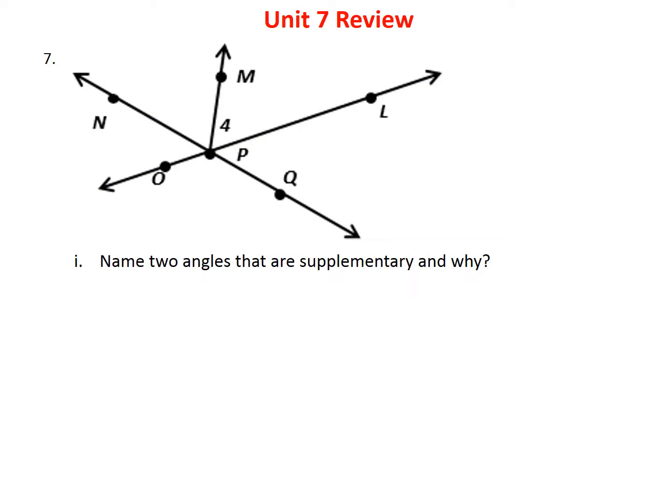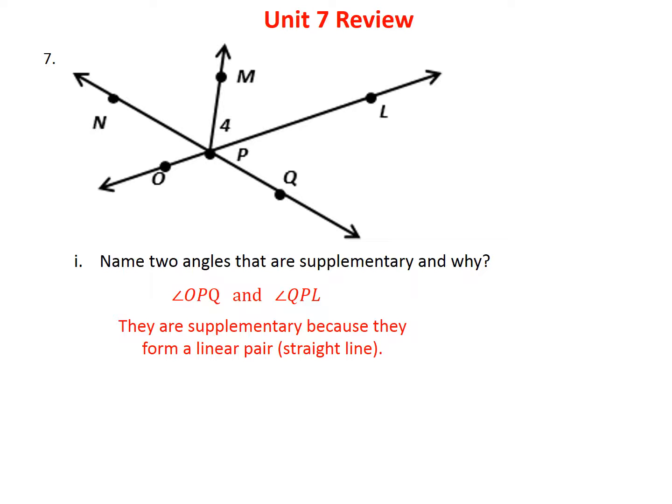Problem 7I asks us to name 2 angles that are supplementary, and why. Well, to find supplementary angles, we're looking for angles that form a straight line. And so I've listed 2 here, OPQ and QPL. They're supplementary because they form a linear pair, or in other words, they form a straight line. So notice there I have OPQ and QPL forming a straight line, and so those 2 angles add up to 180 degrees. There's another one. If I use the other line, I get these 2 angles as well. So there are actually two sets, 2 possible answers for 2 angles that are supplementary.